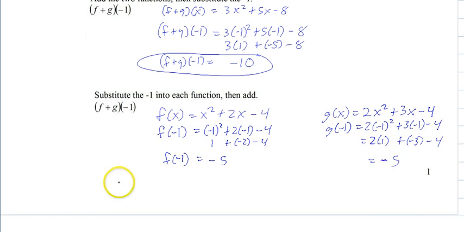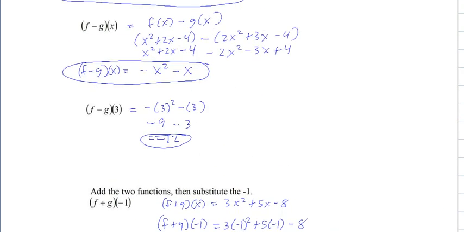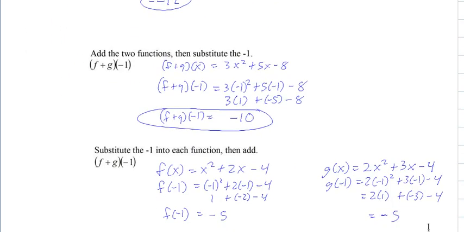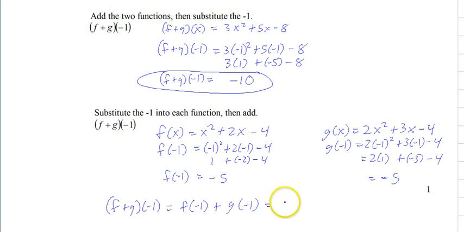Okay, and now we rewrite our function. F plus g of negative 1 is f of negative 1 plus g of negative 1. That's all we've been doing, right? Is just separating it into two functions. So it should work. This is negative 5 plus negative 5, which is negative 10. It is. It's exactly the same.